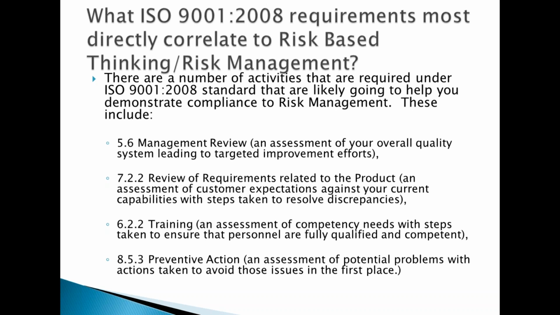7.2.2, review of requirements related to the product. You're already assessing customer expectations against your current capabilities, and you're taking steps to resolve discrepancies. That is absolutely risk-based thinking. 6.2.2, training. You're already assessing competency needs and taking steps to ensure that personnel are fully qualified and competent. And then 8.5.3, preventive action. Obviously, actions taken to address potential problems and ensure that they don't happen. So if you have all of these things in place, you're already well positioned to be ready for this new requirement.